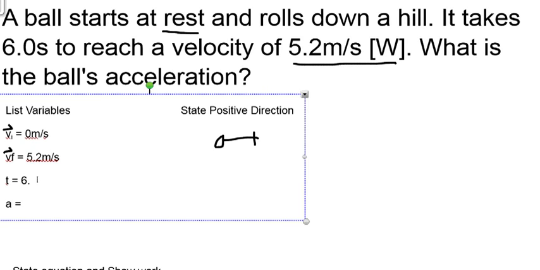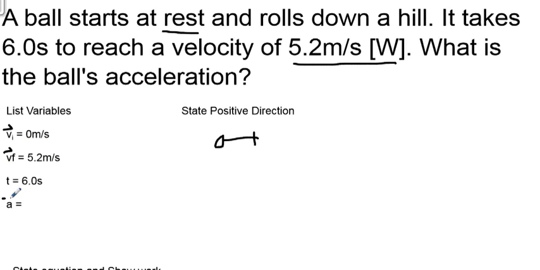We were given time, which is 6.0 seconds, and what we are looking for is acceleration. Acceleration is a lowercase a with an arrow over top because direction is important when it comes to acceleration. Our next step is to state the equation we're going to use and show our work. Because the variables we have are acceleration, velocity, and time, it makes sense to use our acceleration formula. So acceleration is equal to final velocity minus our initial velocity divided by time.